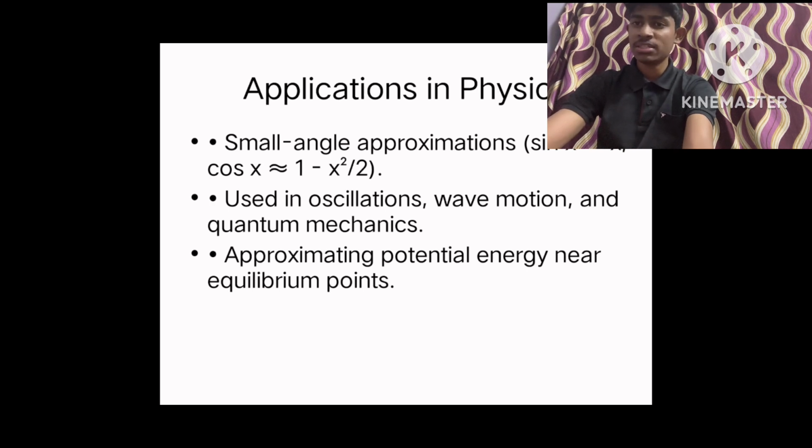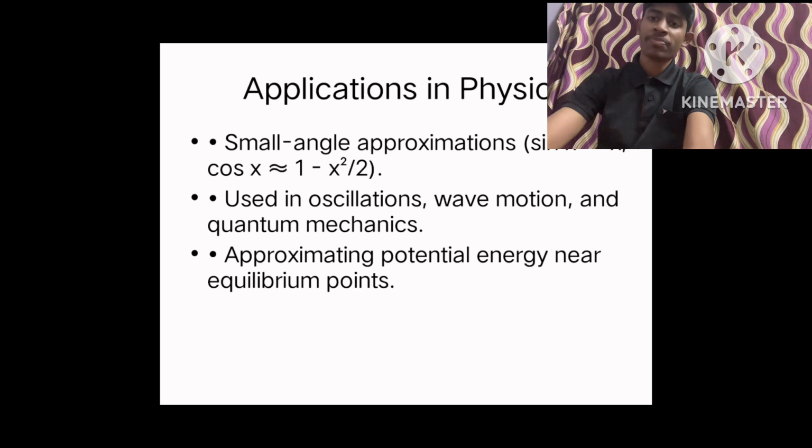These are major chapters which are studied in physics, and the Taylor series is very useful in these main chapters, helping to solve many real life problems and real life projects. Approximation of potential energy near equilibrium points. Equilibrium is when a body stays in the same state, and approximating the potential energy near equilibrium is an application of the Taylor series in physics.